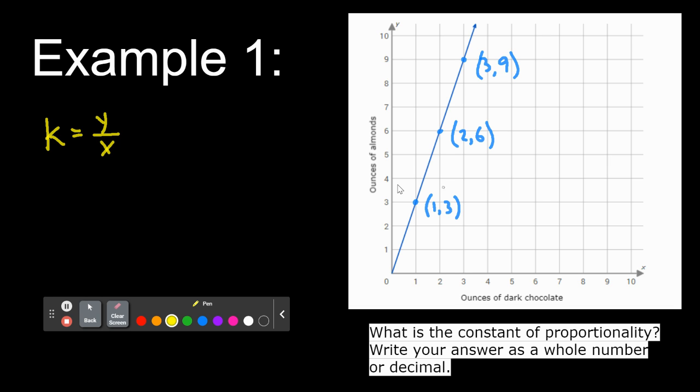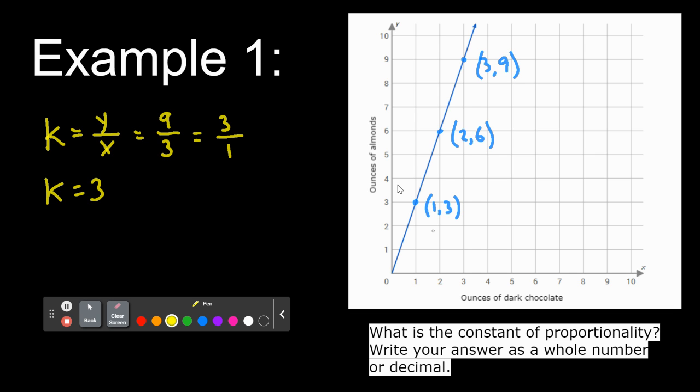We'll just start with this one here. So when x is 3, y is 9. That means that our constant of proportionality is 9 over 3. Now remember, our constant of proportionality is this value when the denominator is 1. So 9 divided by 3 would be 3. So our constant of proportionality is 3.